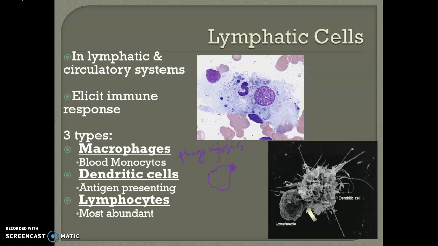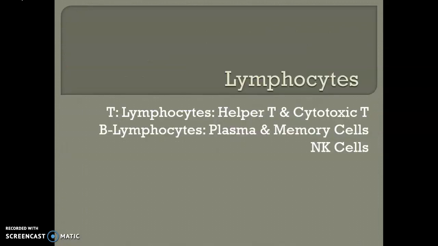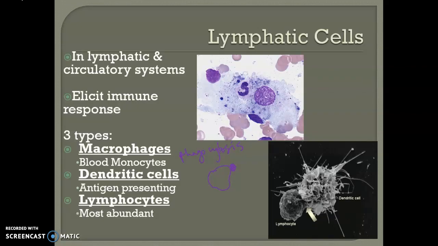Then we have dendritic cells. And the dendritic cells, they are found in lymphatic nodules. Know that. Dendritic cells are found in lymphatic nodules, and they also function as antigen presenting cell of the lymphatic system. What do we mean by antigen presenting cell? Well, let's talk about it.